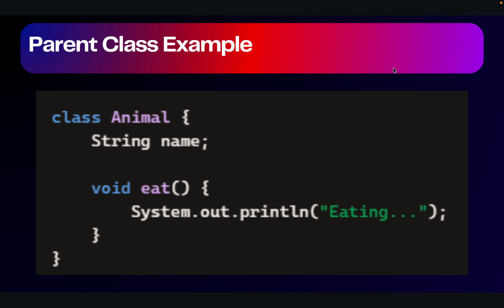Now, here's an example with some actual data in it. We have this parent class. As you see, the class is called Animal. In there, we have a String name for our field, and we have a method called eat. So it's basically saying that this animal is going to be eating. So this is the parent class. If you take note, when we say class Animal, there is no extends at this moment because this is the parent class.